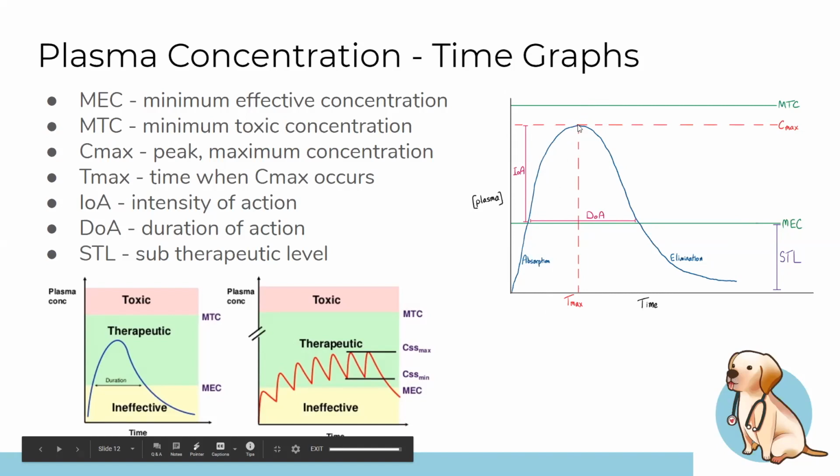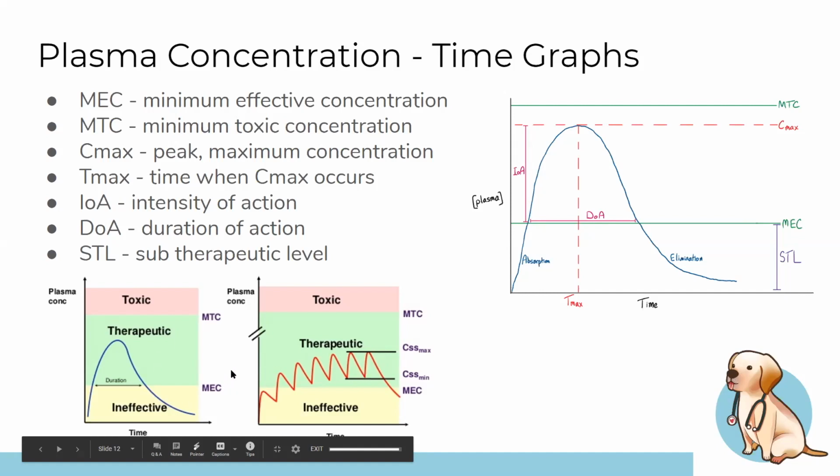You also have your Cmax, which is the maximum concentration of drug, and Tmax, which is just when Cmax occurs. You have your intensity of action, which is how far above the minimum effective concentration Cmax is, so this amount here, and your duration of action, which is how long the concentration of the drug remains above MEC. There's also the subtherapeutic level, which is just the level below MEC.